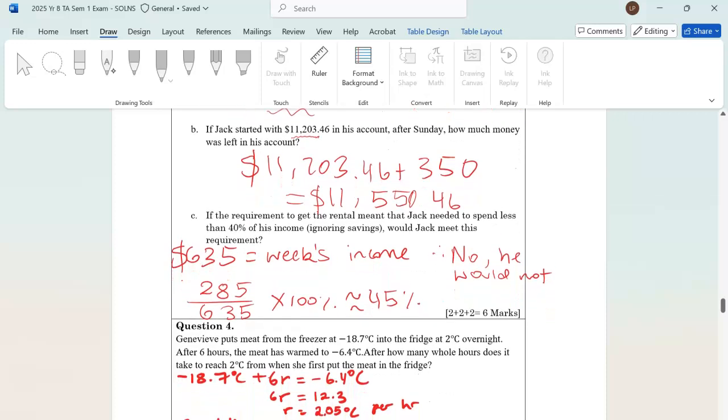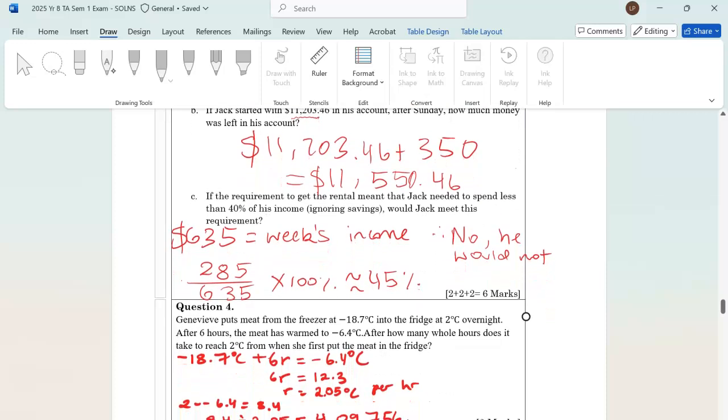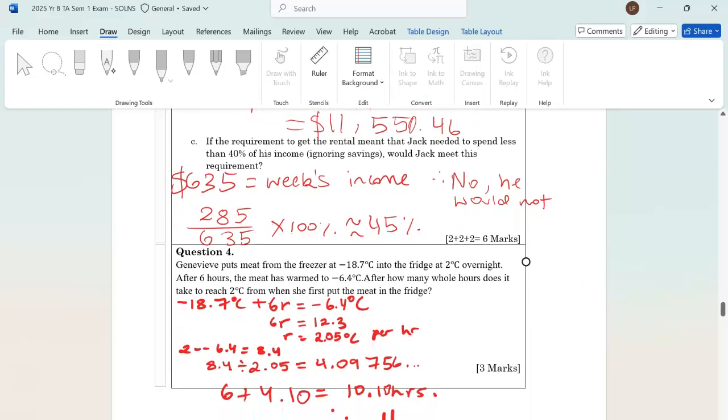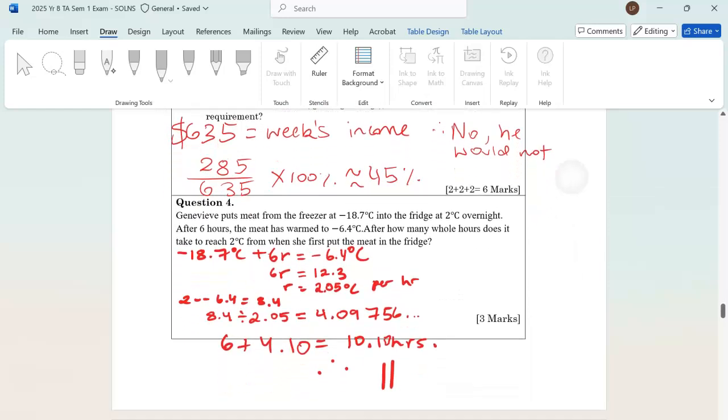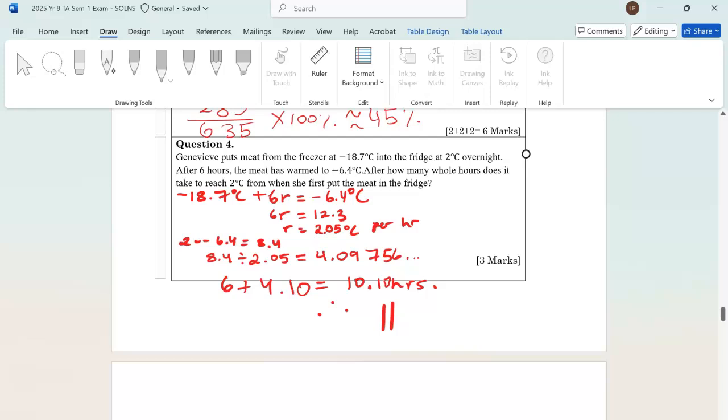Okay, so then that's 285. 285 of the 635, and it's about 45%, so no, he does not. This one here, you substitute here. Some people added this and this, and I don't know why they did that.